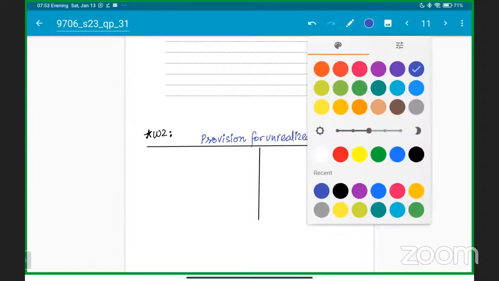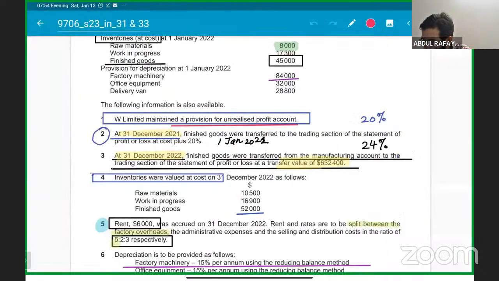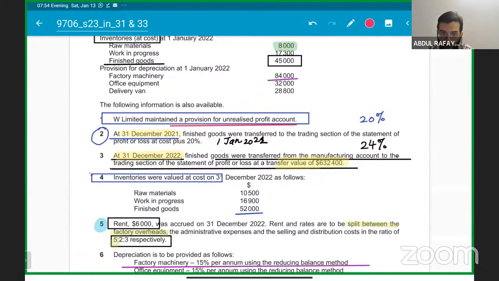Always remember, every provision will have the balance brought down here. So this is the opening balance, and then we will have the closing balance here as well. So how will we find out the opening balance, students? It's very simple. Opening balance is the unrealized profit in the opening inventory of finished goods.